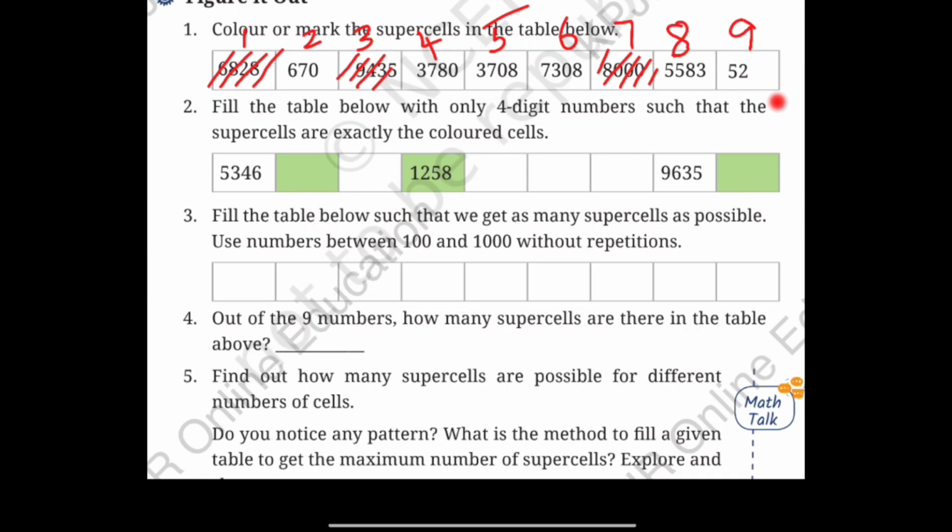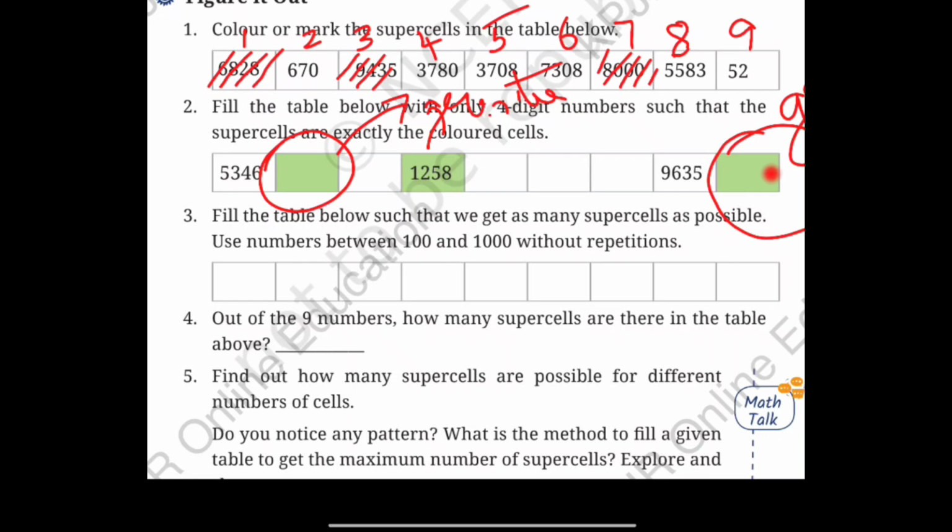Okay, moving on to the second question. Fill in the blanks below with four-digit numbers such that the supercells are exactly the colored cells. So, what is the meaning of that? This supercell should be the greater value. So you have to give a greater value for this. You can give any number. Let's finish the last one. Last one we have only one comparison. So this number should be less than this number, whatever we are going to write. Understood?